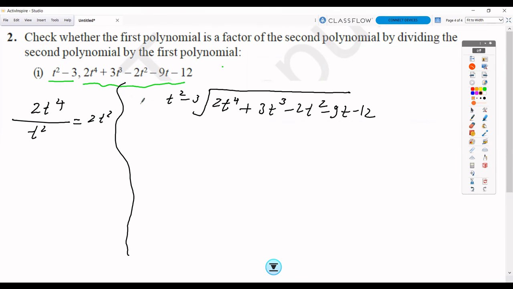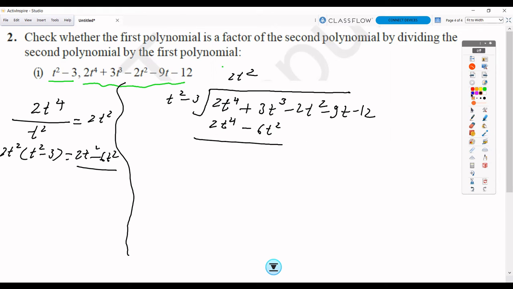So the answer will be 2t square, which we keep here. 2t square is multiplied with t square minus 3, and I get 2t to the power 4 minus 6t square. I transfer this here. Now we change the signs: this will become minus, this will become plus, and they cancel out. I cannot add the other two terms because the powers are different, so this remains the same.